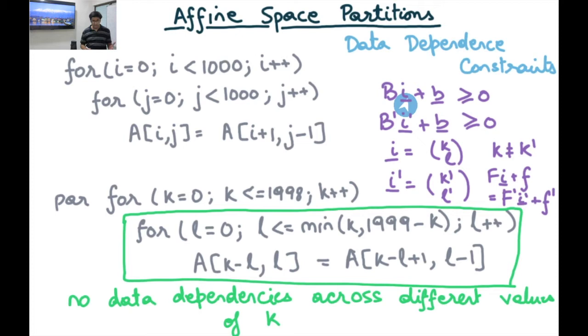And vector I, and so Bi plus b basically says what is the iteration space for k and l. So it's going to be something like between 0 and 1998 for k, and 0 and minimum of k comma 1998 minus k for l. You may wonder how I am able to represent minimum in this linear form.